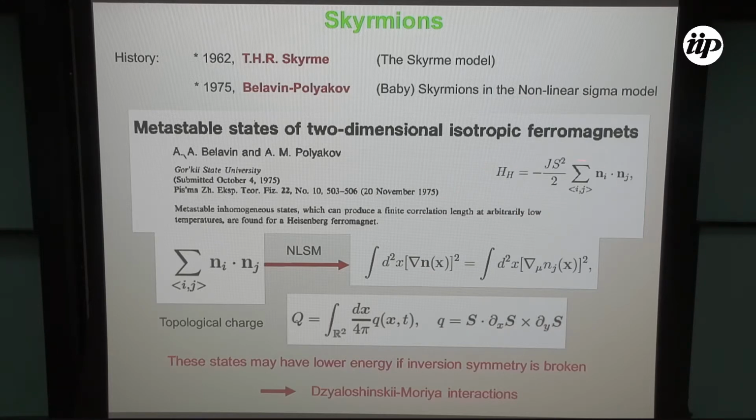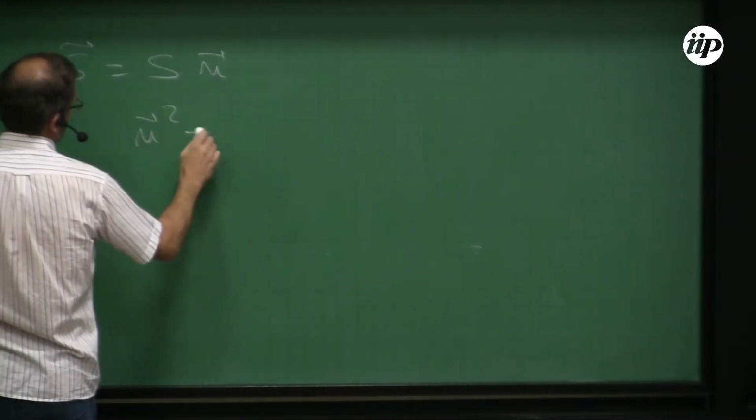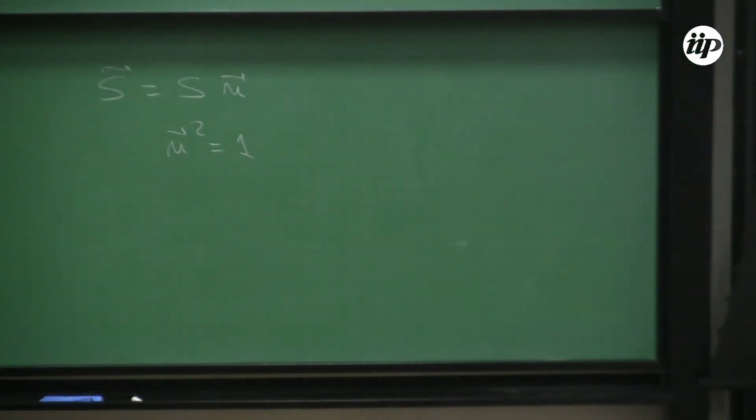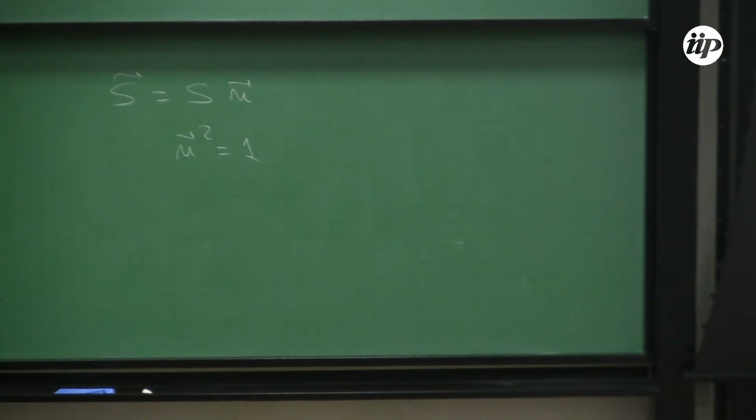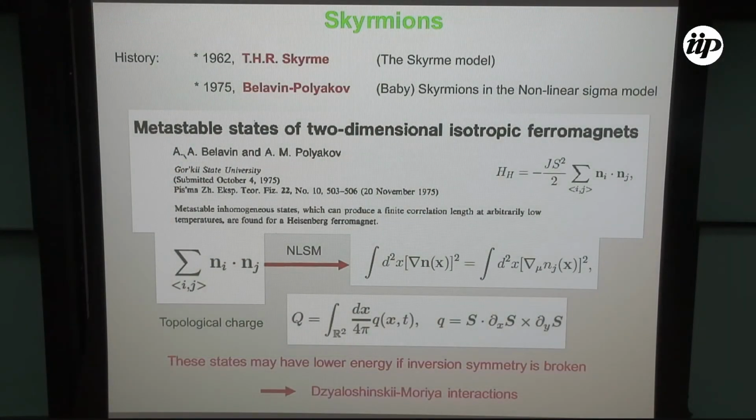from an isotropic ferromagnet, so here, let me just clarify what I mean with these guys. S is a normalization, and n will be a unit vector. If you study the continuum limit of this ferromagnet Hamiltonian, then you go to the nonlinear sigma model description, and what has been shown in this paper is that there exist topologically charged solutions, metastable solutions, that are characterized by this topological charge, which is defined in terms of the spin fields, this density.